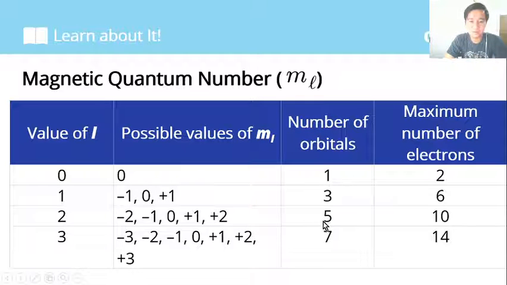Well, here it will be 5 orbitals because it's 1, 2, 3, 4, 5. How many total electrons? 10. For here, it's actually 7. If you count 1, 2, 3, 4, 5, 6, 7, 7 orbitals that can hold a maximum of 14 electrons.